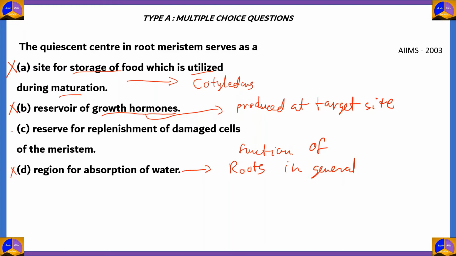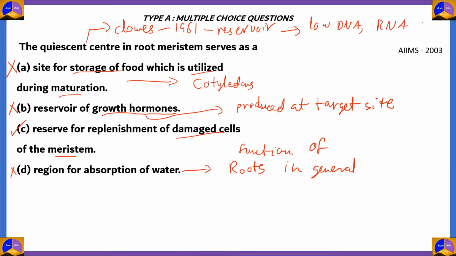The right answer is option C, reserve for replenishment of damaged cells of the meristem. The quiescent center was founded by Clowes in 1961, and this is a reservoir of cells in the meristem, and these cells contain low DNA, RNA, and protein. So these are to replace damaged cells. So option C is the right answer.